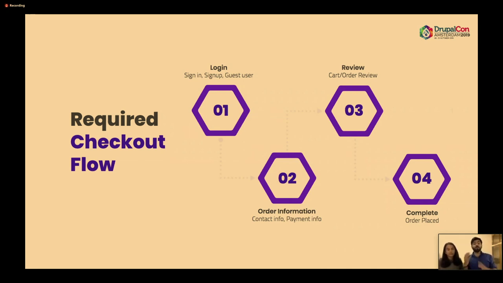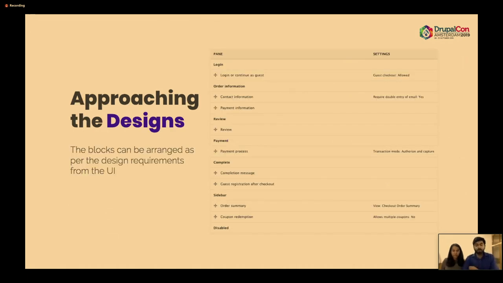And next, we would have order review. All the information the user used in the second page would be available on this review page. And the last page, of course, is the order completion page. It will show the successful order placement.